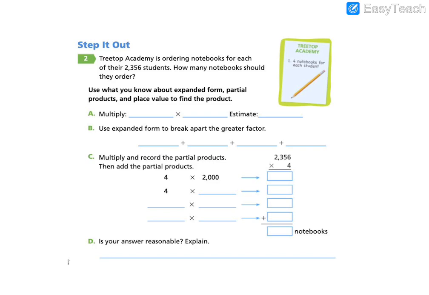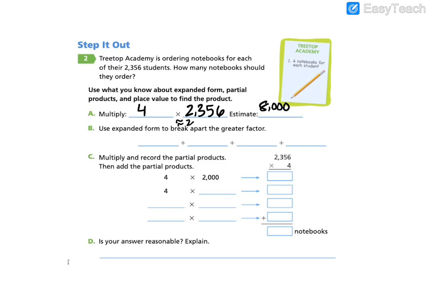Well, what's our equation? There's 4 notebooks for each of the 2,356 students. Go ahead and estimate. You can use rounding. You can use simple facts. But what would your estimate be?